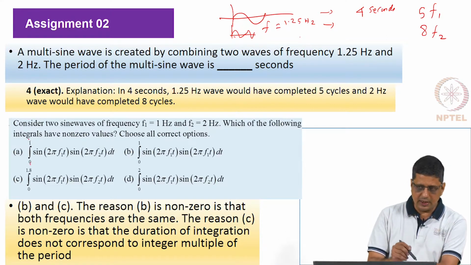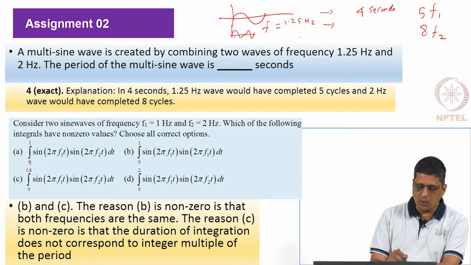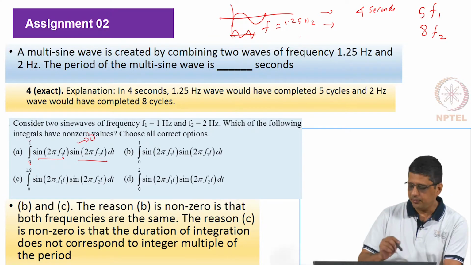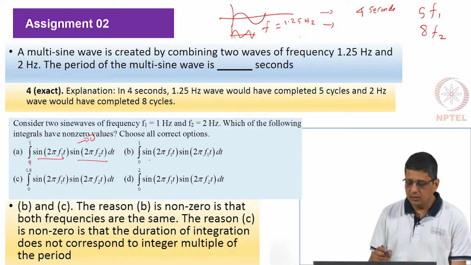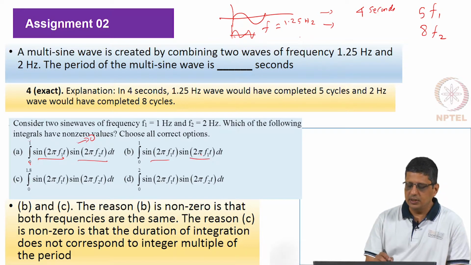If you look at the first integral, it goes from 0 to 1, the period of the first wave is 1, period of the second wave is actually half. This is f1 sine wave of f1, sine wave of f2. When you multiply, these are orthogonal, and you go from 0 to 1 period, this will go to 0. The first and second wave are the same waves. Okay. So, when you multiply, this will give rise to a non-zero value.